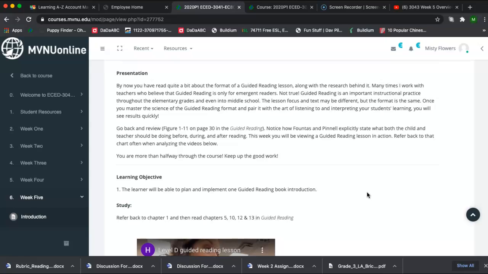So after this reading, you're going to have the research behind the guided reading. And it is an important instructional practice, not only in elementary school, but also into middle school. Your lesson focus and text are different, but the format of that guided reading lesson is the same. Once you master that format and pair it with the art of listening to and interpreting your students' learning, you will quickly see results of their learning.